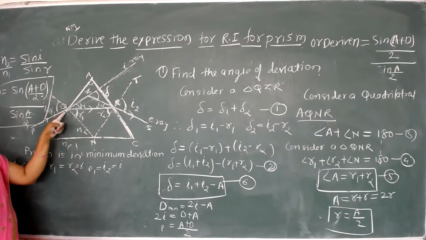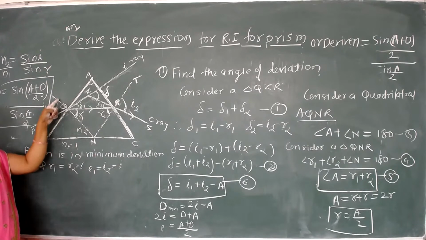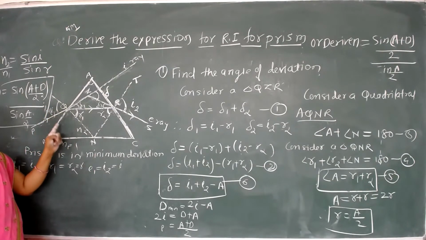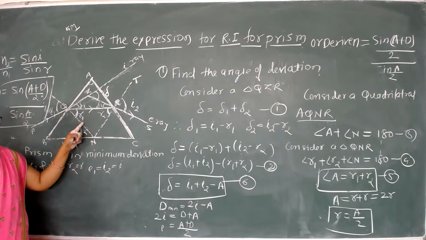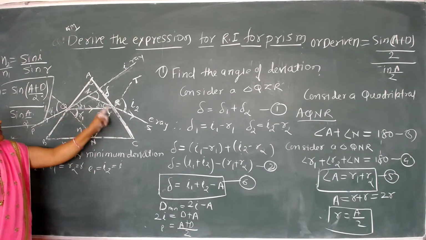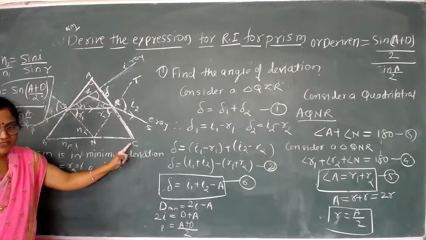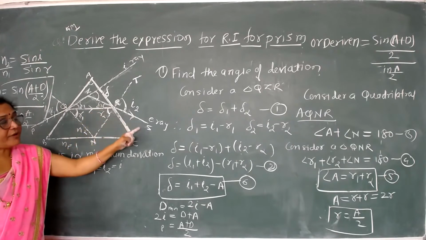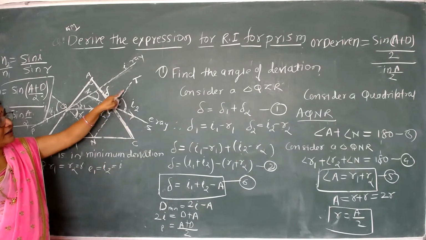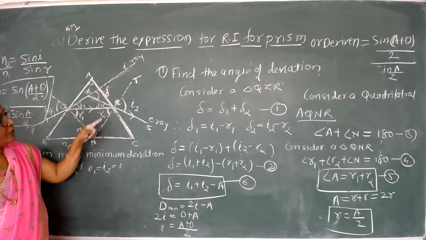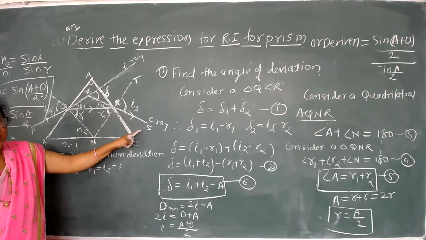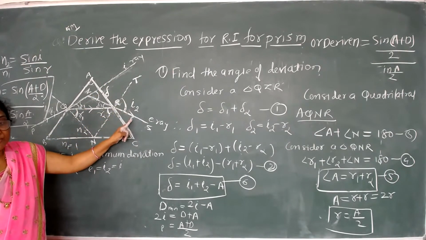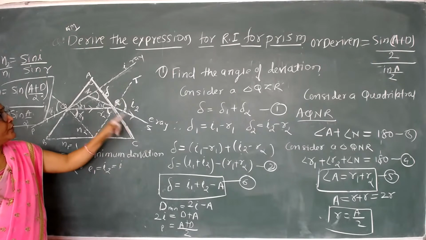So the angle which is found between the incident ray and the normal ray is known as the angle of incidence, and this is known as the angle of refraction. Again, this ray of light is incident on the second surface, where the angle of incidence is R2, and the ray of light emerges out. The angle found between the normal ray and the emergent ray is known as the angle of emergence, that is I2.